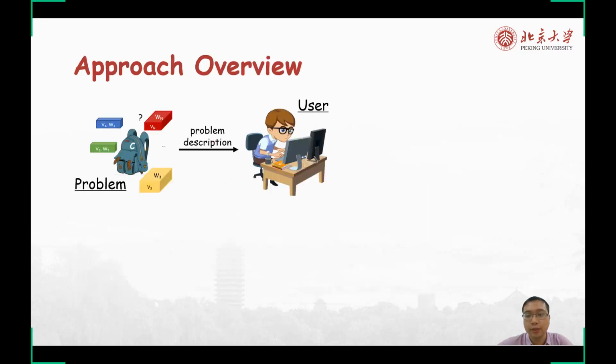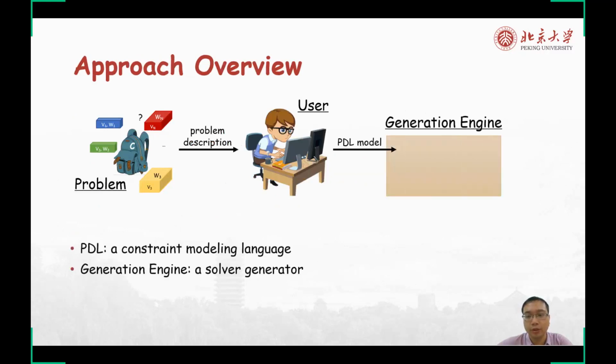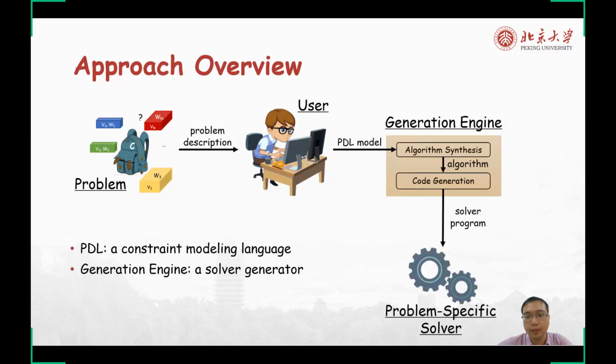In this paper, we design and develop a solver generator, SoGen. To solve a CP with SoGen, users need to model the problem using a constraint modeling language, PDL, and send the model to the generation engine. The engine will automatically characterize the problem properties, then design an algorithm and generate the corresponding solver. Such a problem-specific solver can take any problem instance as input and return the solution correctly and efficiently.